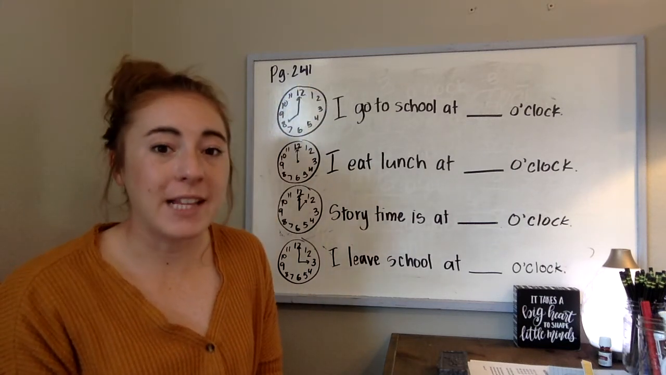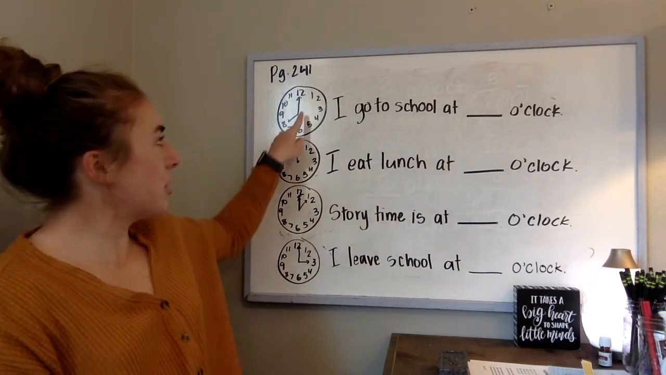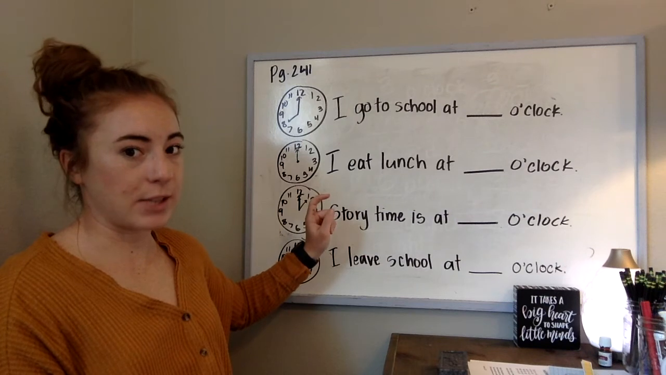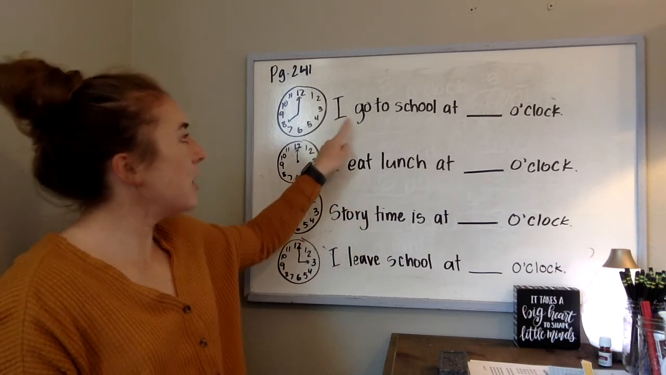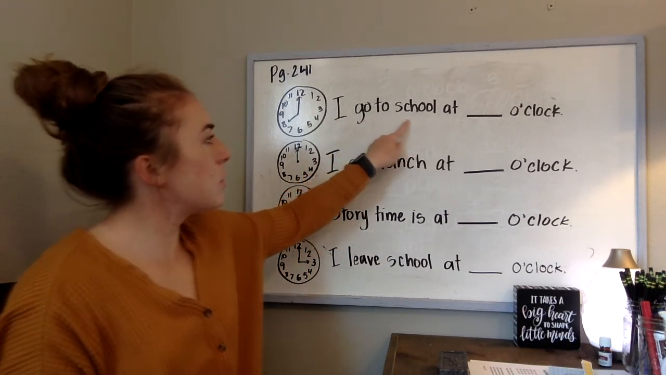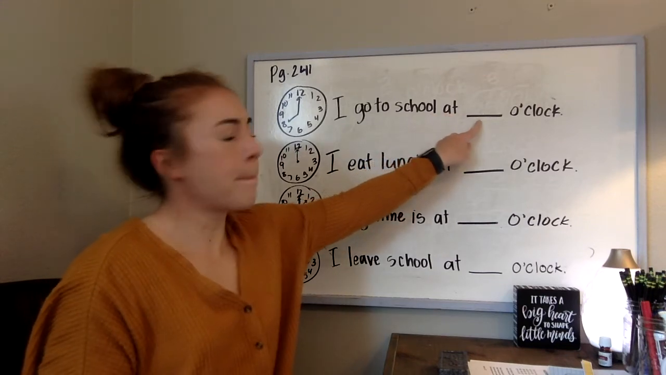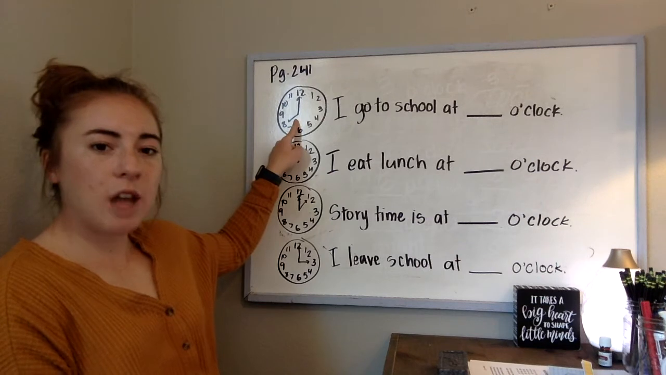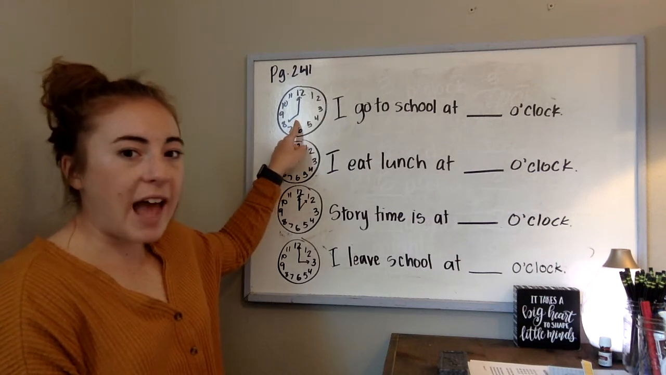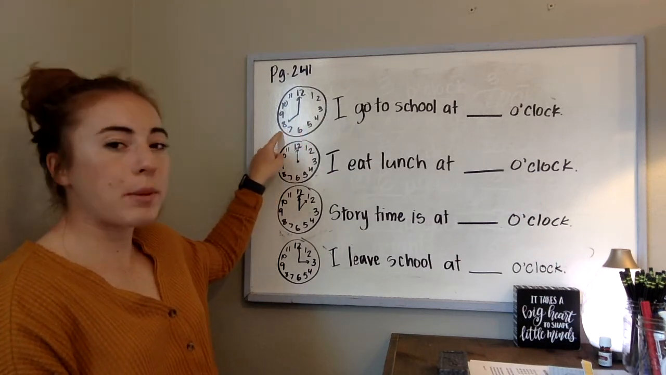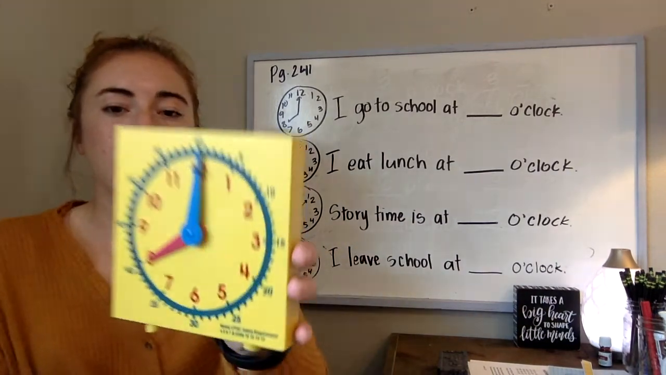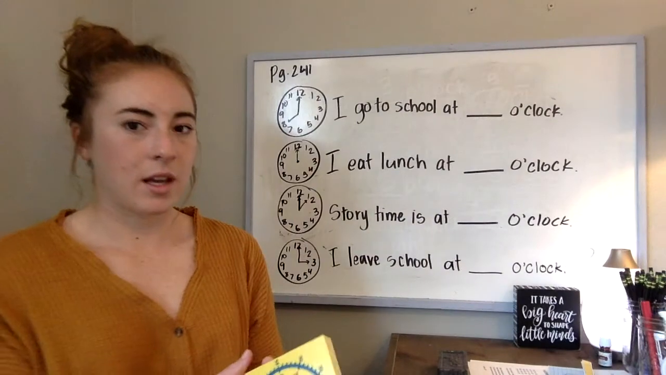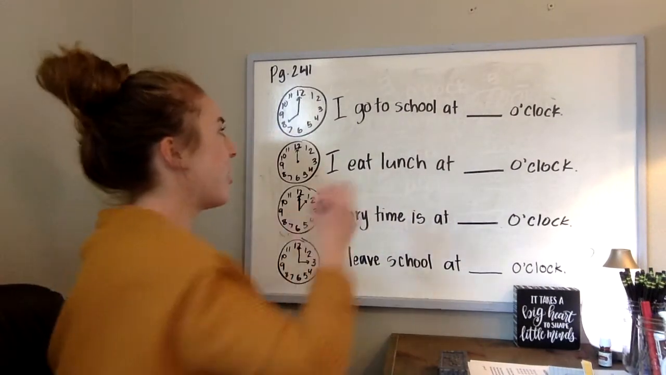Okay, let's practice together. So the first clock shows a time, and the sentence says, let's read it together. I go to school at ___ o'clock. What time does the clock say? Remember, we look at the hour hand. Where is the hour pointing? Your clock should look like this. 8 o'clock. Great job.